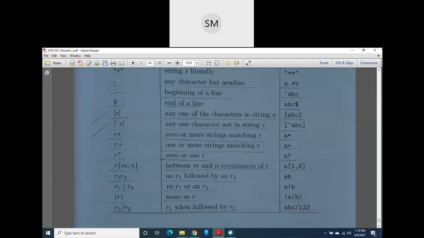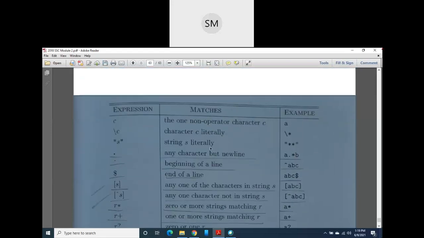Like this, there are so many regular expressions, what they will match, and examples are also here. Just go through them and try to understand, then try to solve the homework today, and by evening you send me the homework.